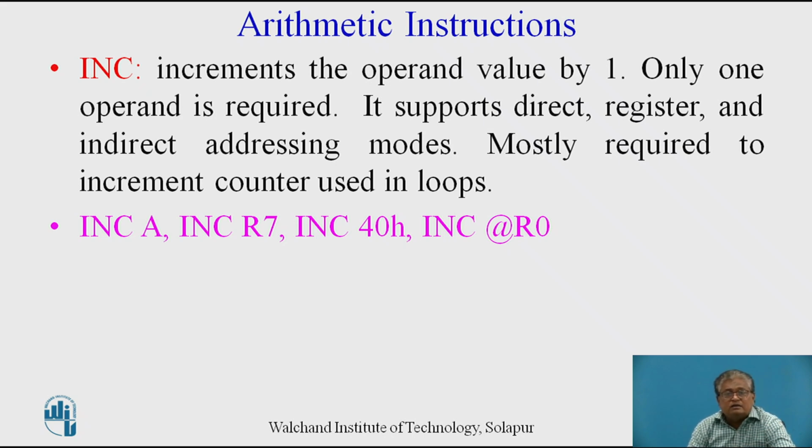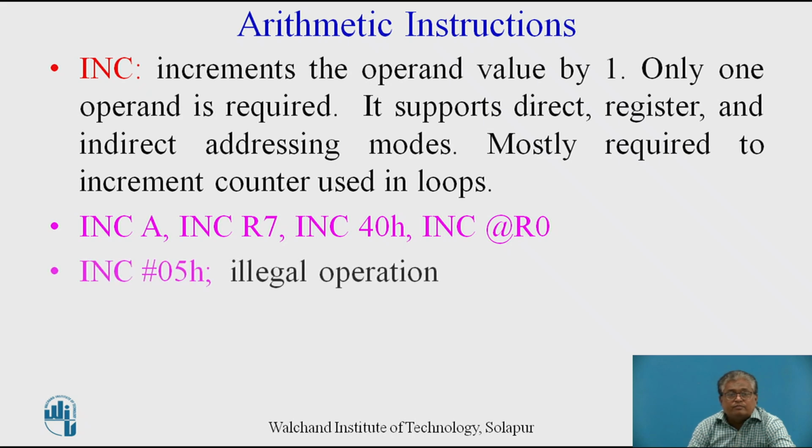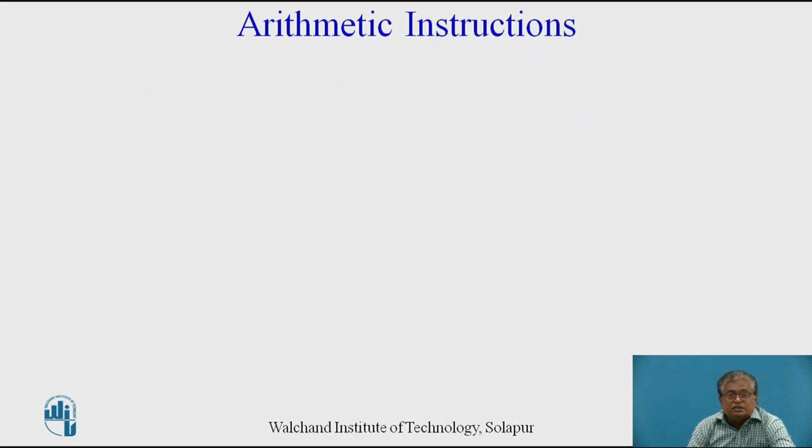So the value stored in register A will be incremented by 1. INC R7. INC 40H means the actual value is at the memory address 40H, and that value will be incremented and written at the same address. INC @R0, so this is the indirect addressing mode. INC #05 is an illegal operation because we cannot increment a value written in the instruction itself. So it does not support the immediate addressing mode.